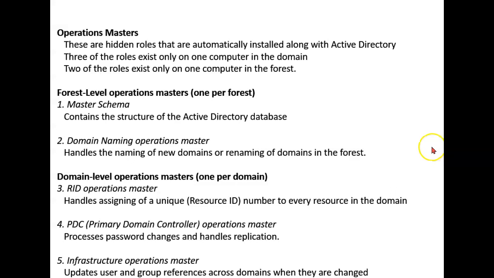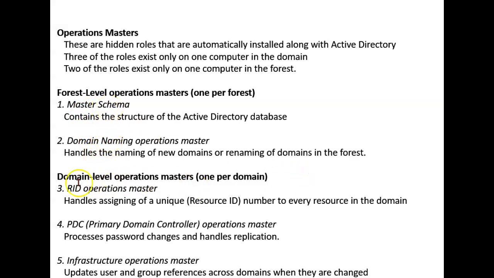No matter how many domain controllers you have in a domain, there are 5 roles that only exist on one domain controller in each domain and on one domain controller in each forest. These are called operations masters. They're kind of a hidden role, and on the forest level, there are 2 of them. There's only 1 per forest. So 1 domain controller is chosen per forest to house these roles.